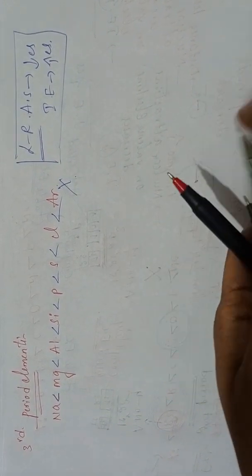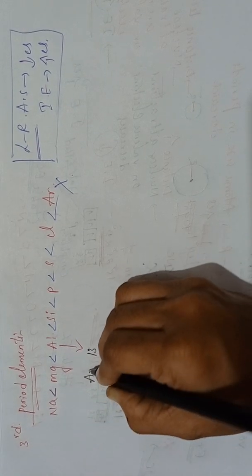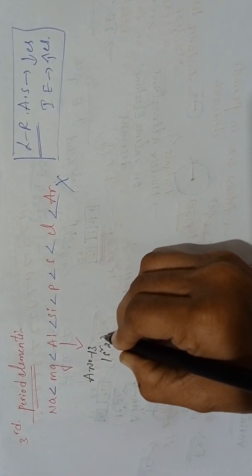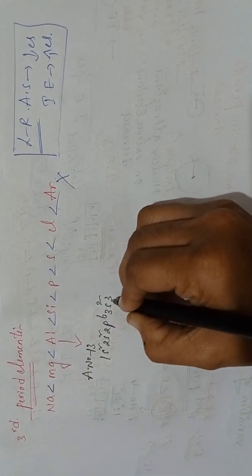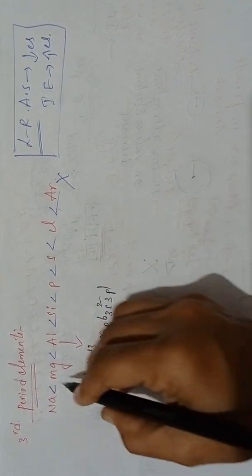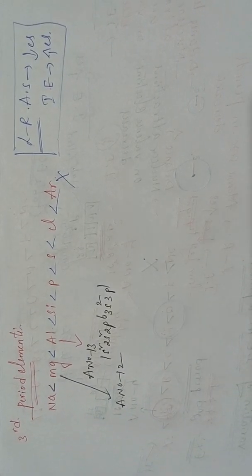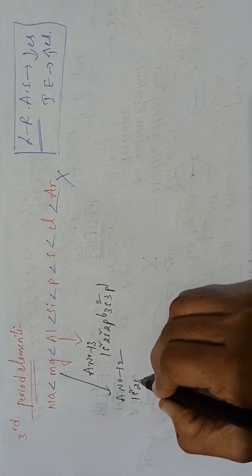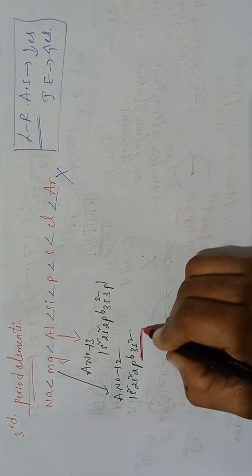Because we know that aluminium has atomic number 13, electronic configuration 1s2 2s2 2p6 3s2 3p1. This is aluminium. Now coming to magnesium, students, atomic number 12, electronic configuration 1s2 2s2 2p6 3s2. The valence shell electronic configuration is 3s2.